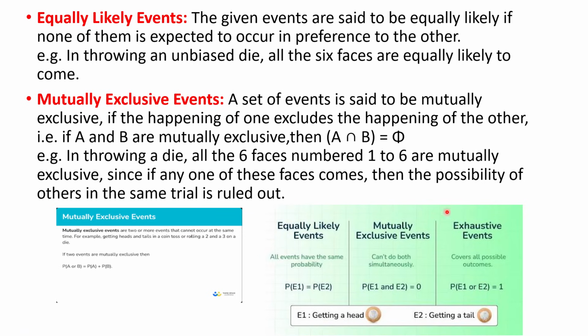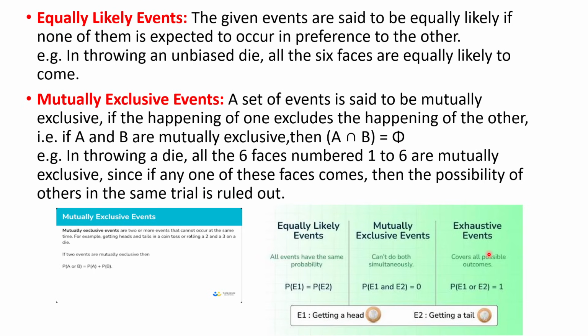Now, one more example I have given for you to understand. Equally likely events means all events have the same probability. Suppose two events are there, E1 and E2, where E1 is getting a head and E2 is getting a tail. So both probabilities will be the same. That is the definition of equally likely events. Mutually exclusive events means you cannot do both simultaneously. It means the probability of E1 and E2 will be 0 because their intersection is phi.